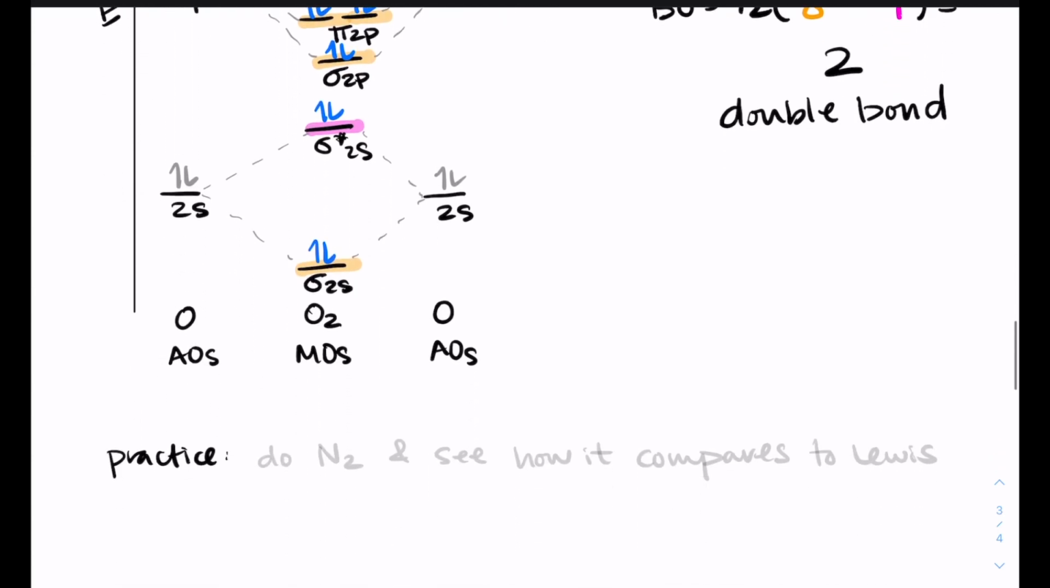Okay, so practice, if you would like: do N2 and see how that compares to the Lewis structure.